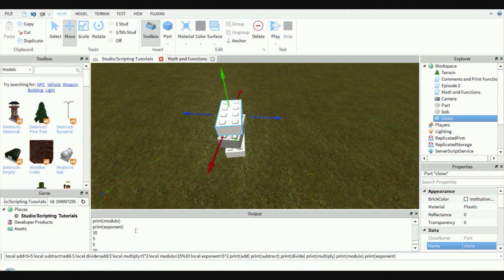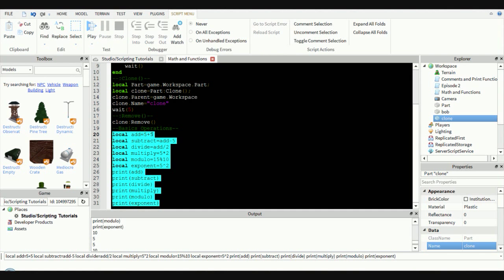As you can see, when we add that, add will output 10. 5 plus 5 equals 10. And then we did add minus 5, and that would be 5. Divide would be add divided by 2, that would be 5 also. And then multiply 5 times 2 would be 10. And as you can see, modulo 15 divided by 10, the remainder is 5. And that's why it's a 5 right there. And the exponent equals 25 because 5 raised to the second power is 5 times 5, resulting in 25. And those are basic operations.